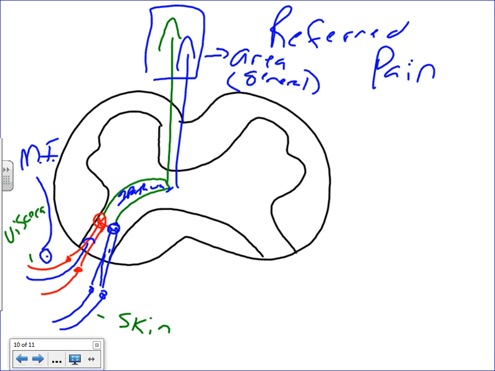So that's why referred pain is important, because it'll give you an area to understand where these pain signals are coming from. And when you get into your more advanced neuroanatomy classes, you learn about the exact specific neurons that come in from these dermatomes and these viscera and which specific spinal cord pathways they take to get up to the brain.